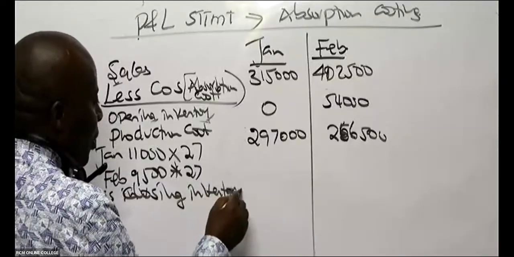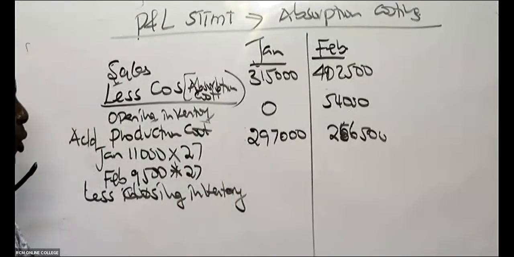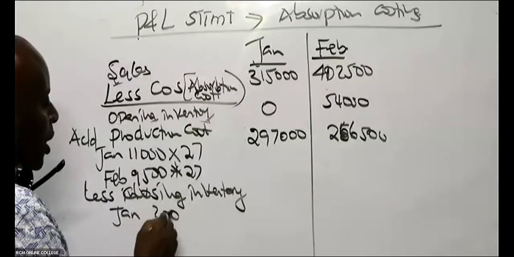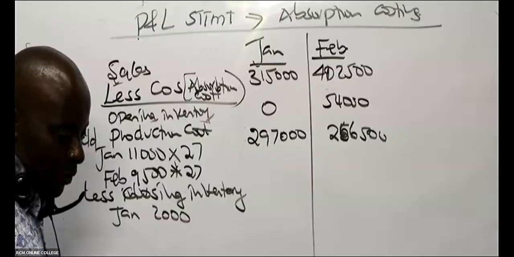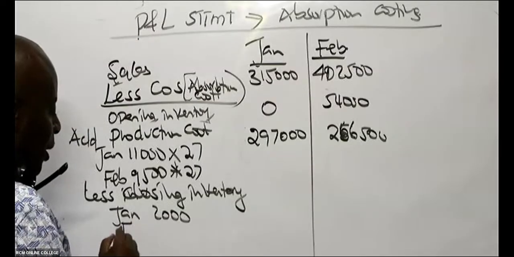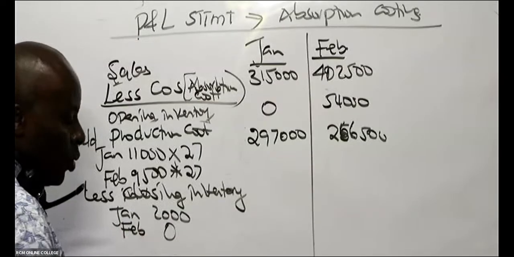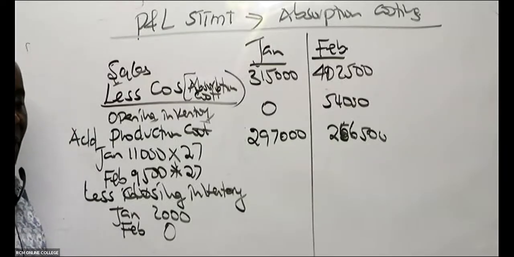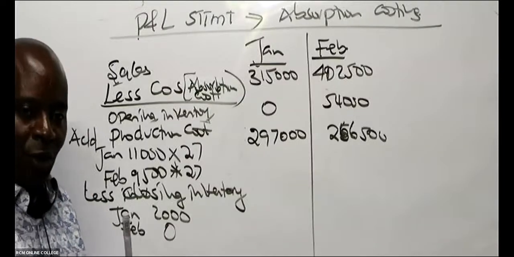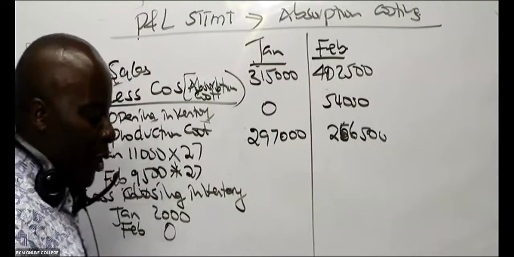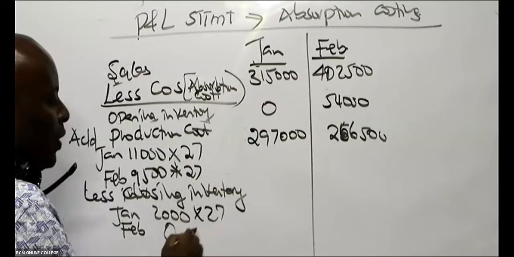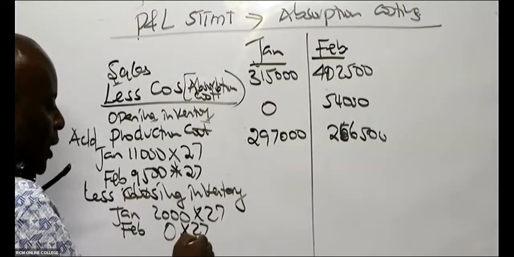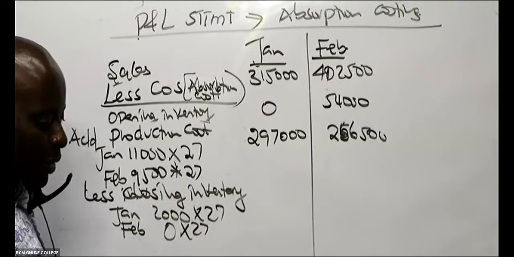Closing inventory. In the month of January, closing inventory was 2,000. February closing inventory was 0. And these inventories are finished goods, so each one of them in this case is 27. We're using absorption costing, isn't it? So this one here will be 27. Are you able to give me these answers?